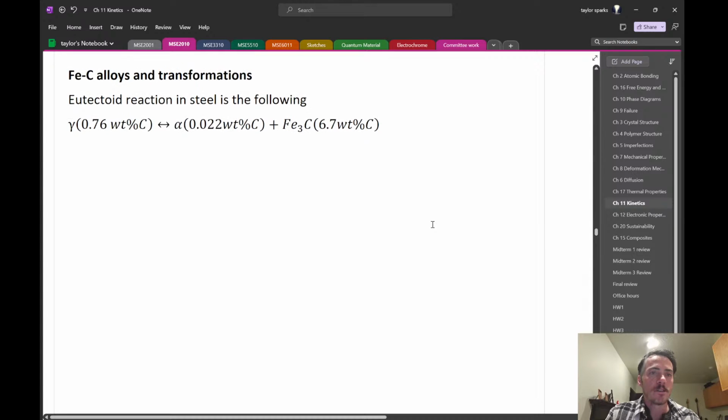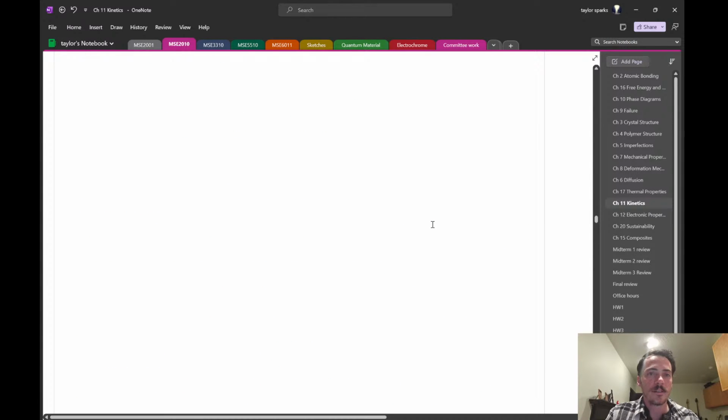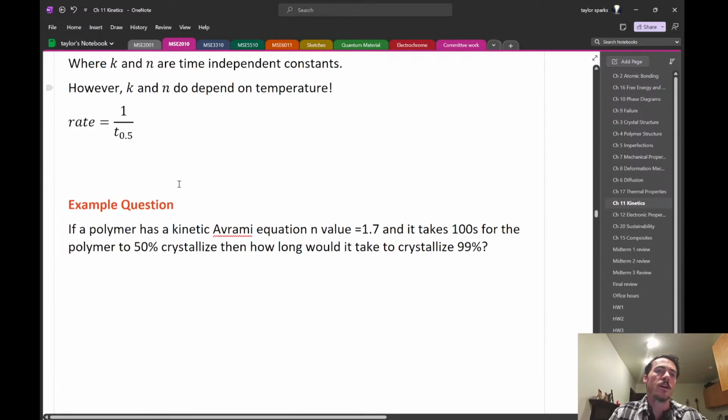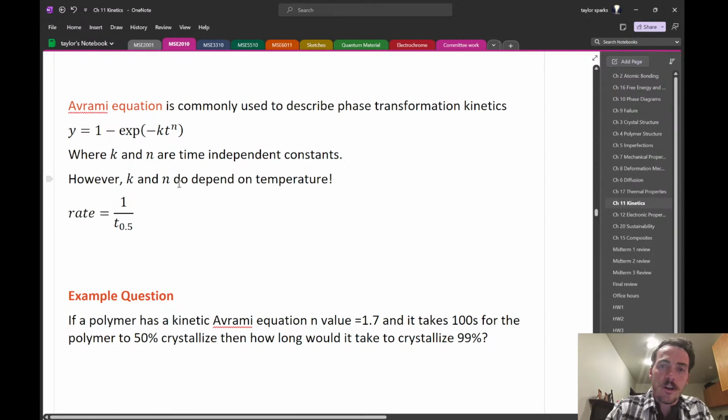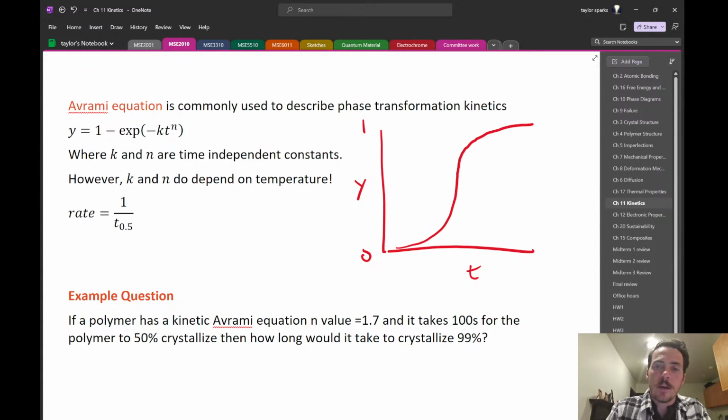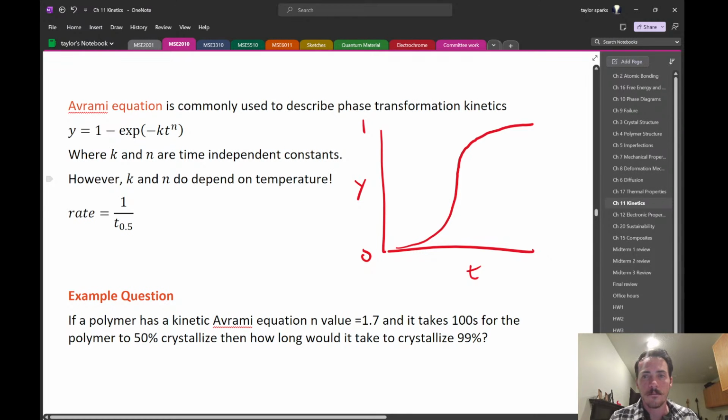Yeah, right around here. So we left off, before we got to TTT diagrams, we were talking about this Avrami equation. And the Avrami equation, literally when you fit it, all it is, is an equation that, if you're trying to plot y between 0 and 1 as a function of time, is kind of S-shaped and goes between 0 and 1, right?